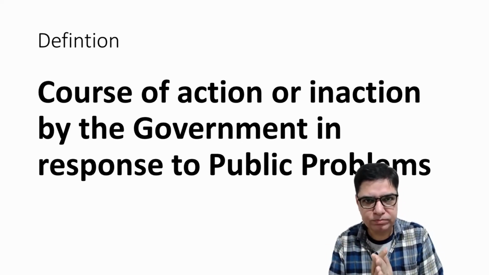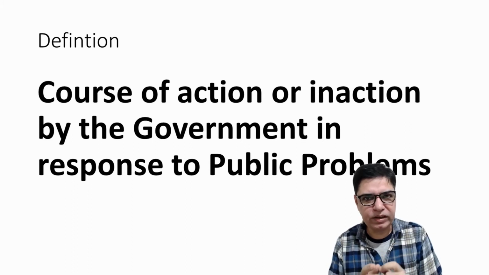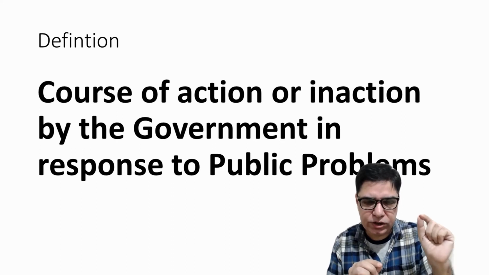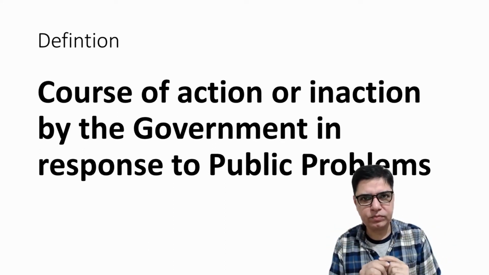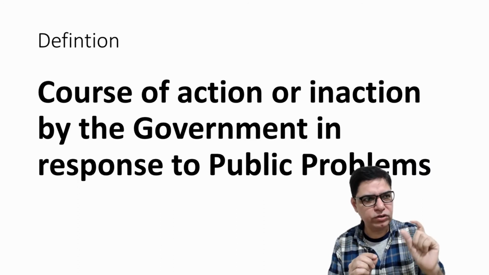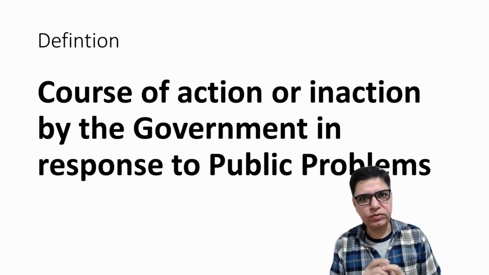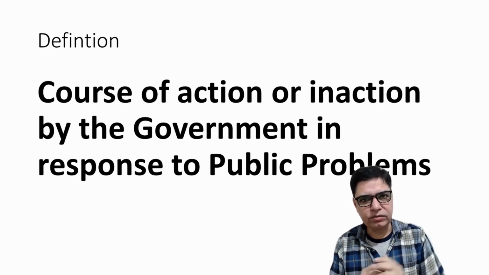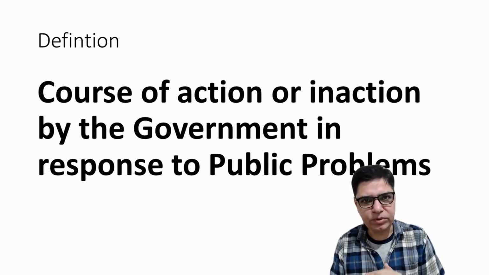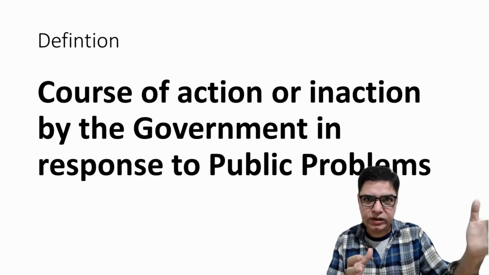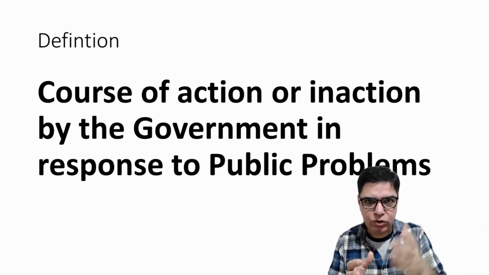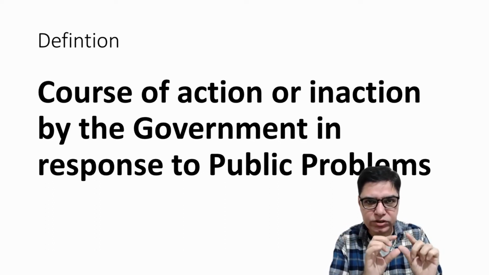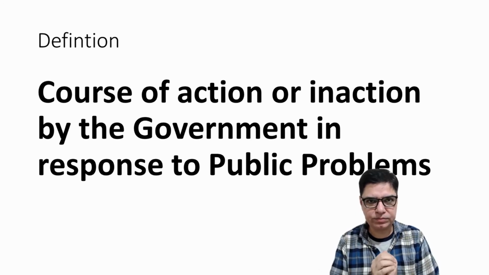And what is a problem? In very simple words, a problem is a discrepancy between a desired state of affairs and the actual state of affairs. So let's say you desire that 90% of the public should have access to healthcare services, but only 75% actually get it. So the desired is 90, the actual is 75. So you have a problem. Why? Because there is a discrepancy between the actual state of affairs and the desired state of affairs.